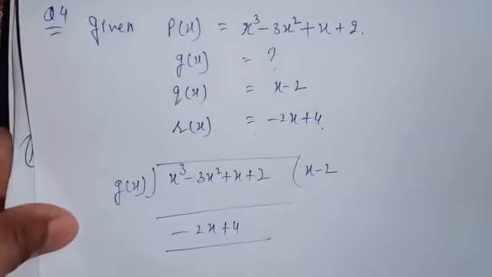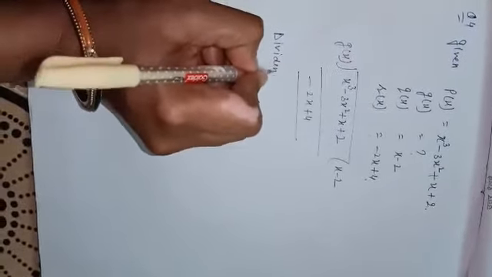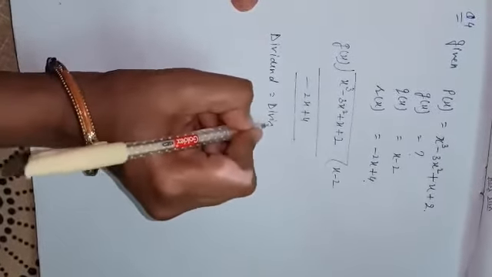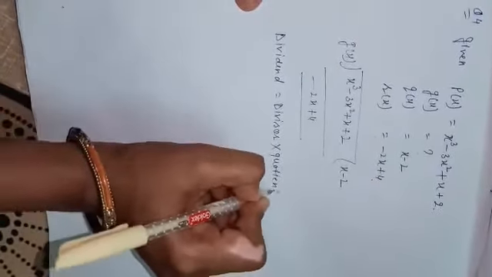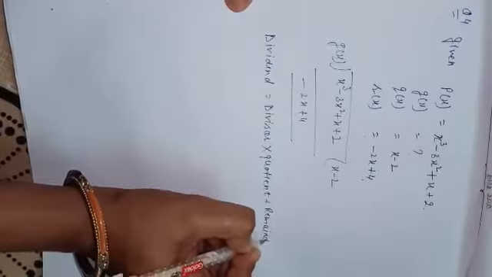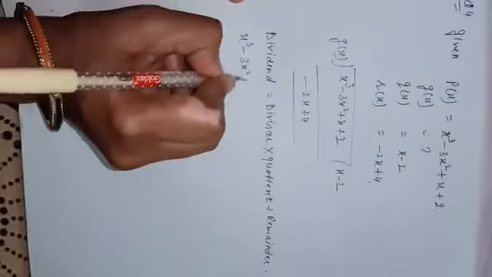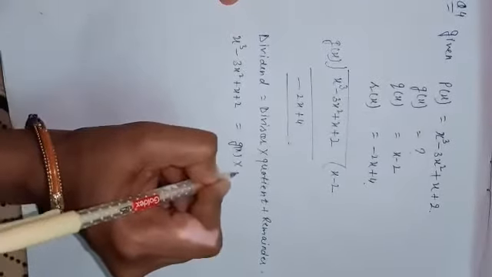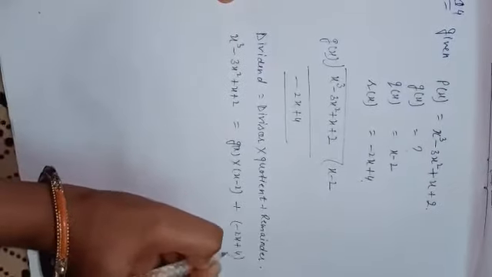Now we will apply the division algorithm. Dividend is equal to divisor multiply quotient plus remainder. This is the division algorithm. Now dividend is x cube minus 3x square plus x plus 2, divisor is g(x), quotient is x minus 2, plus remainder is minus 2x plus 4.